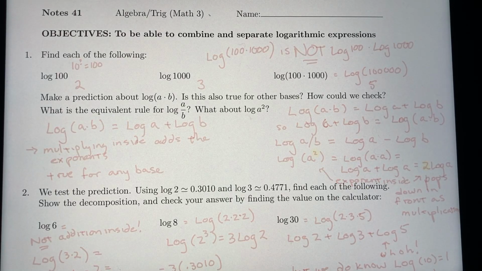So recall that log of 100 means 10 to the what is 100. Logs tell you the exponent. That would be 2. 10 squared is 100. 10 cubed is 1,000. Notice that this is log of 100,000. Notice you can just add up the number of zeros. And log of 100,000 is 5.